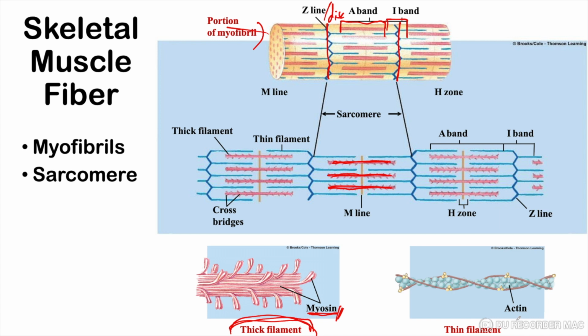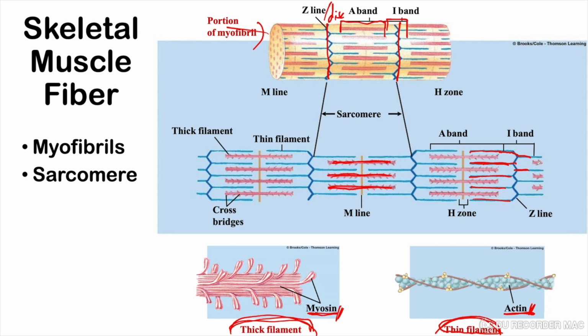Now, your I band, on the other hand, has a lighter color because of the thin actin filament. So the majority of your I band is composed of your actin filament right here. That's why it's lighter. So your I band is lighter because of that actin filament composing it.